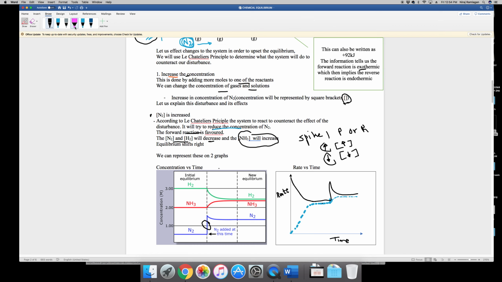Then what happens is there's this change here because we've added this N2. But once we add it, it needs to be used up again. So its rate will decrease, and this is being formed again, so its rate will increase. The rate will not increase at the same rate as originally because there isn't more of it. It's just using up what I added, and it will re-establish equilibrium.